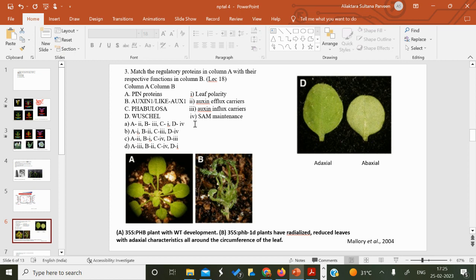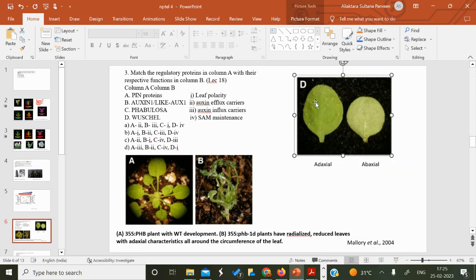I have discussed in the previous and other classes that it helps in the SAM maintenance along with clavata. So Wushel will go for SAM maintenance. So here, fabulosa is something which I have never explained. So I'll be explaining that here.